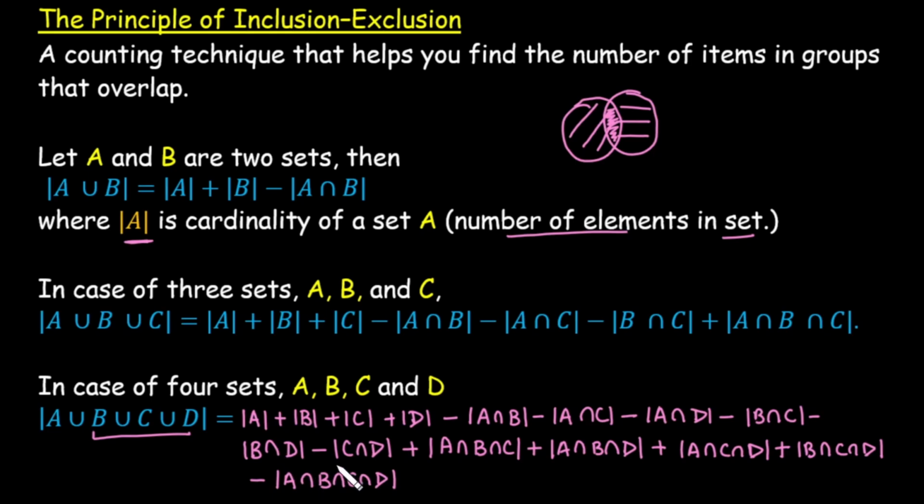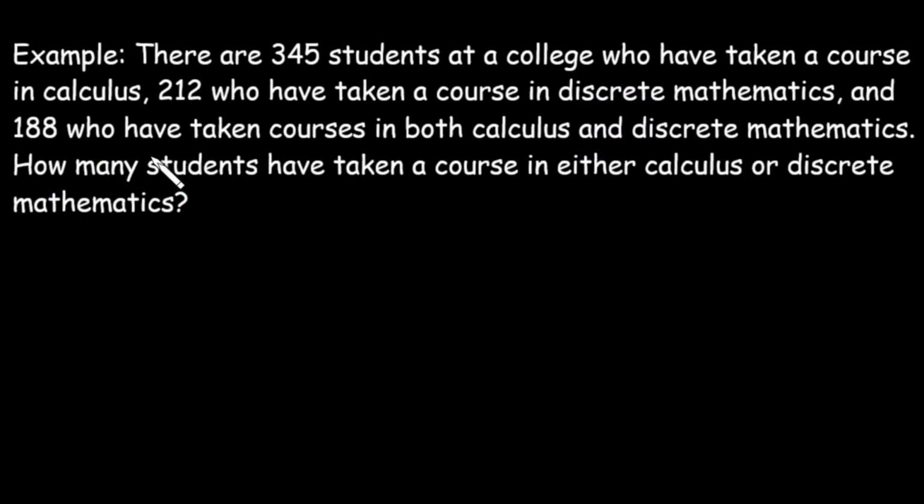So here we are taking the cardinalities of each set, and this union is calculated with the help of this formula. To understand it better, let's take this example. There are 345 students at the college who have taken the course in calculus, 212 who have taken the course in discrete mathematics, and 188 who have taken the course in both calculus and discrete mathematics. Now we need to calculate how many students have taken a course in either calculus or discrete mathematics.